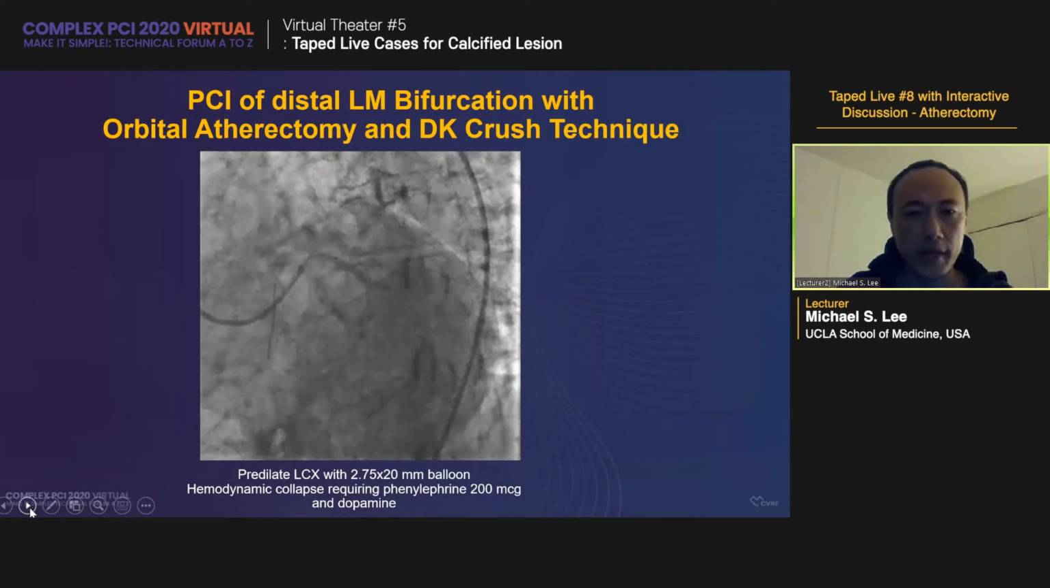So after we addressed the proximal LAD, but did not address the distal or ostial LAD into the left main, we wanted to pre-dilate the circumflex. This is a 2.75 by 20 millimeter balloon.